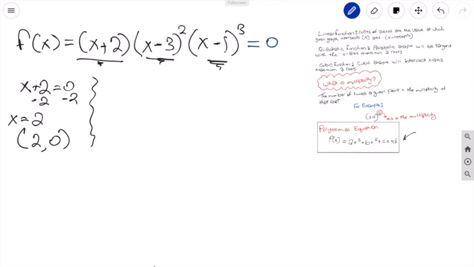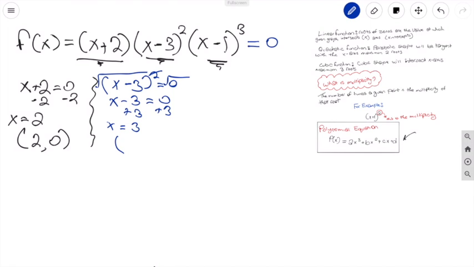The second intercept will have (x minus 3) squared equals 0. We square root on both sides, take away the 2, and we'll have x minus 3 equals 0. We add 3 on both sides, we'll have x equals 3, and this is our second x-intercept.